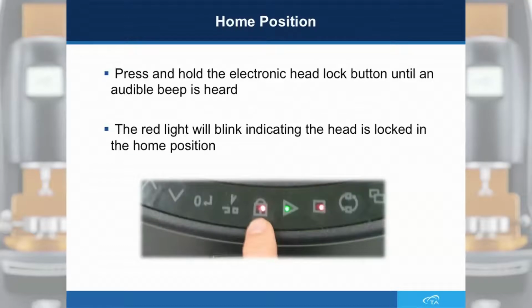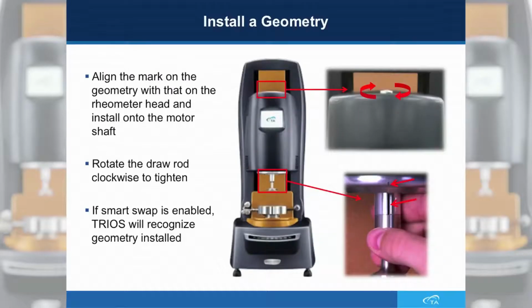Prior to installing the geometry, press and hold the electronic headlock button until an audible beep is heard. Note that the rheometer head will rotate to its home position. The red light on the lock button will blink, indicating the head is now locked in the home position. Install the geometry, making sure to align the mark on the geometry shaft with that on the rheometer head. While holding the geometry, rotate the draw rod clockwise to tighten the geometry in place.